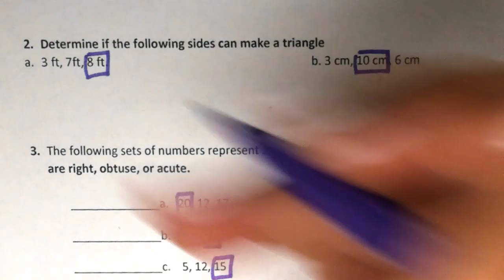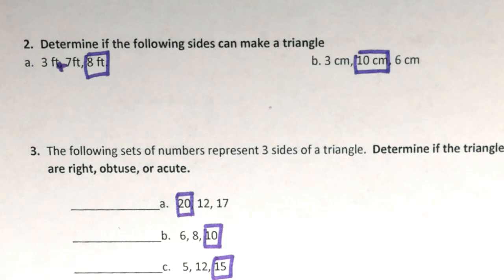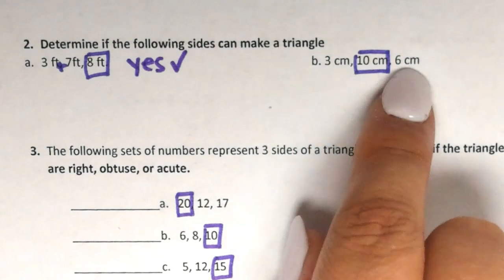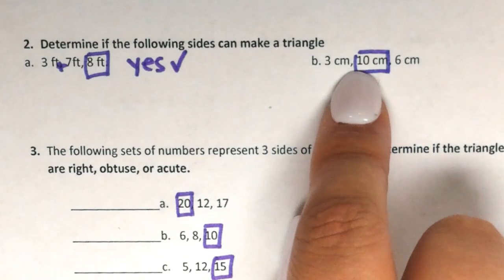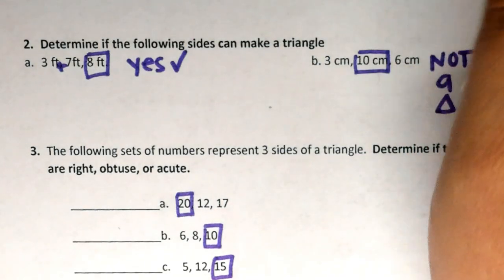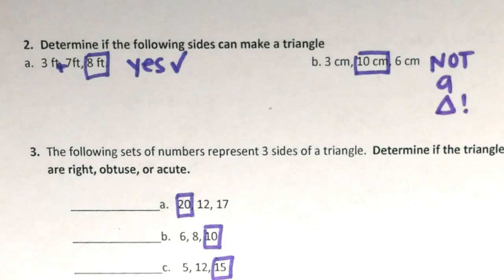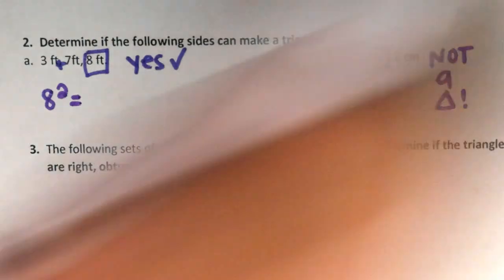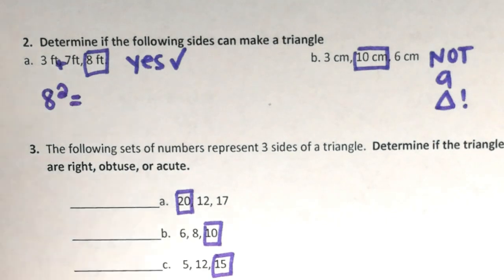Okay. Are these two sides right here, 3 and 7, bigger than my biggest side of 8? Yes, this is a triangle. Are these two sides, 3 and 6, bigger than my biggest side of 10? No, this is not a triangle. Does that make sense? Now, just for the sake of practicing, how do I figure out what kind of triangle it is? See if it's greater than, less than, or equal to. You're going to do your c squared, your biggest number squared. What's 8 squared?